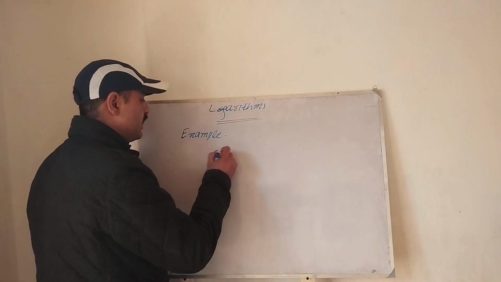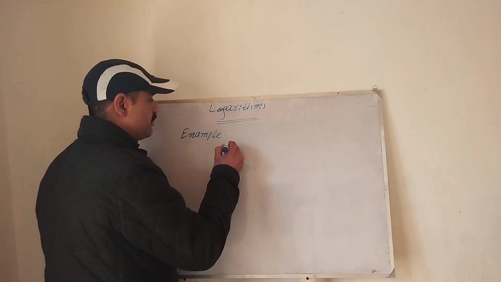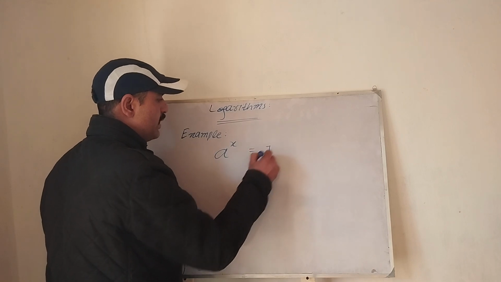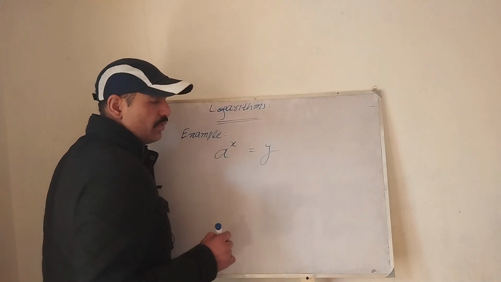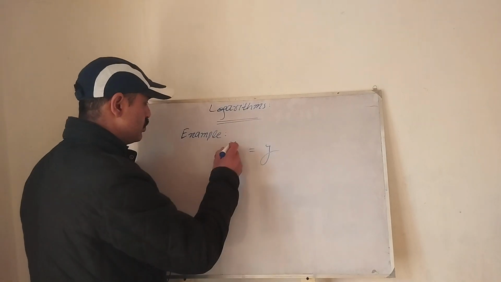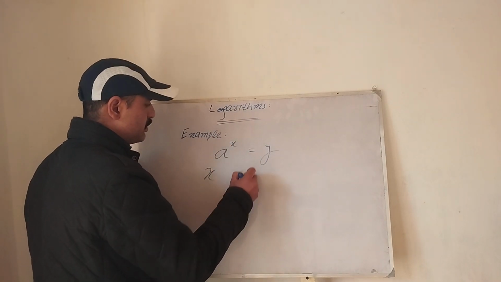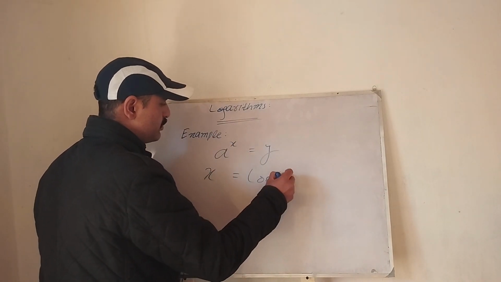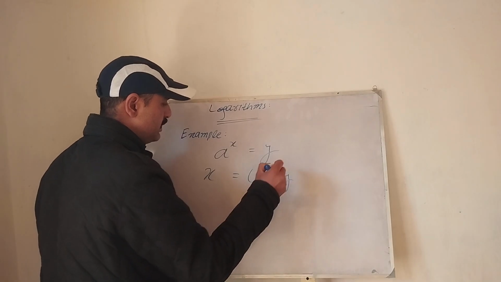If we have a raised to the power x is equal to y, then we want to find out the value of this x. So x is equal to log of y to the base a.